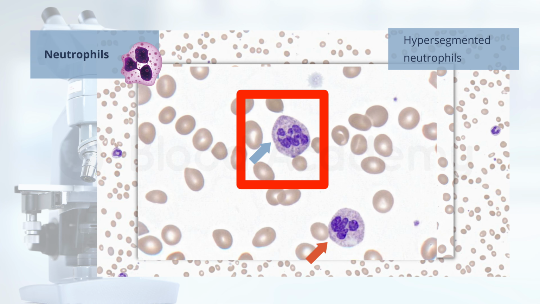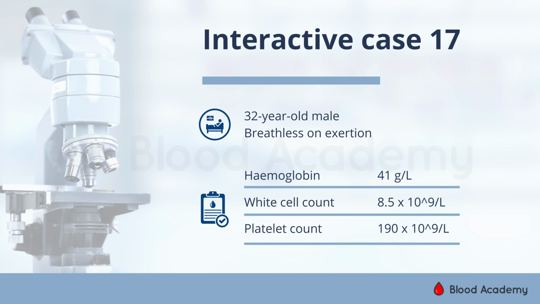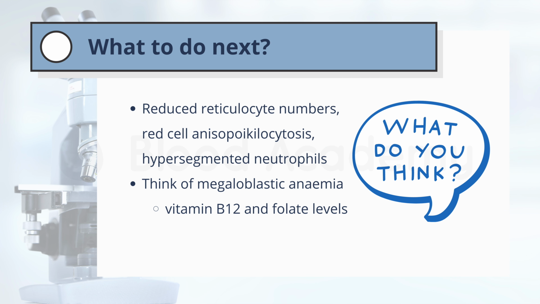The platelet count and morphology are both normal. We also saw no blasts in this blood film. So what should we do next? The first thing that should be considered is a diagnosis of megaloblastic anemia. This is because of the classical features that we've seen, namely reduced reticulocyte numbers, red cell anisopoikilocytosis, and hypersegmented neutrophils. This is most commonly due to vitamin B12 or folate deficiency.